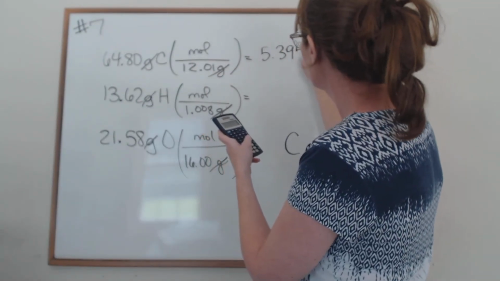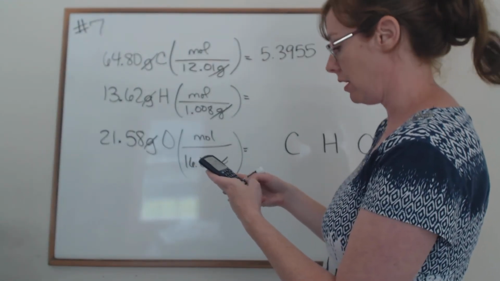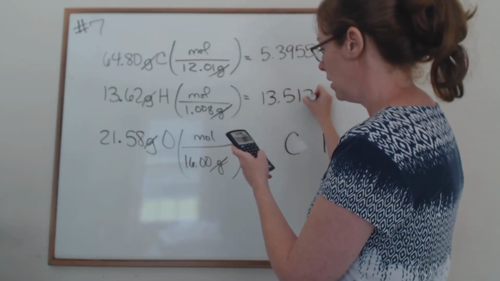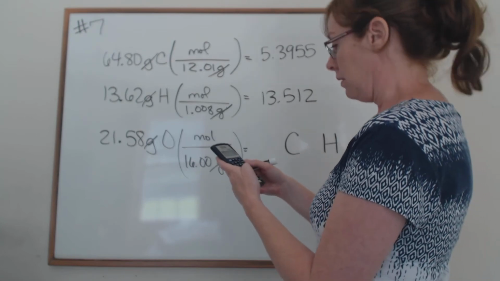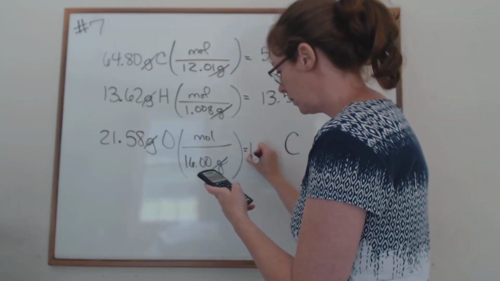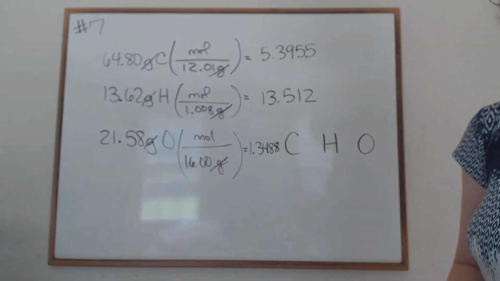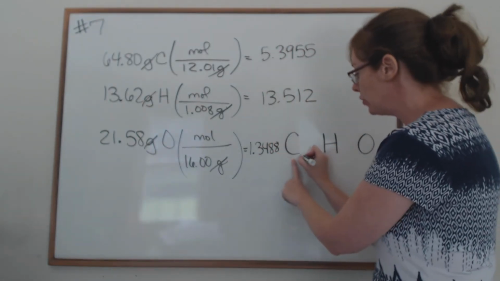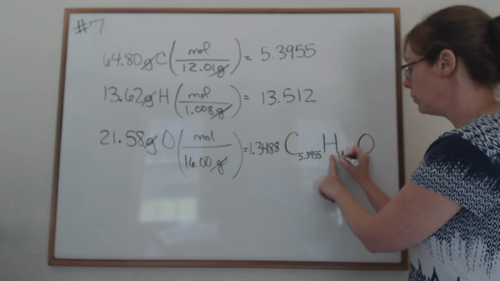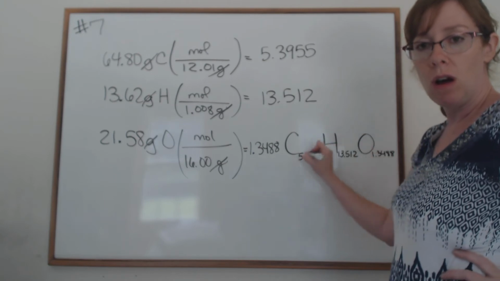3955. I'm not going to round too much. I don't want to introduce much rounding error here, because that can kind of mess with getting it perfect at the end. Okay, I can round a little bit. Now, those are the number of moles. So now I actually transport them where they go. So this is 5.3955. This is 13.512. This is 1.3488.